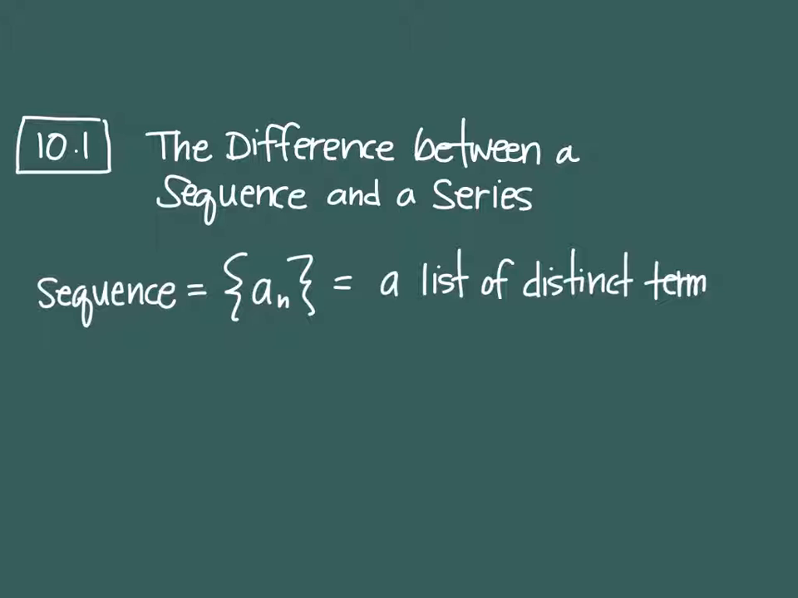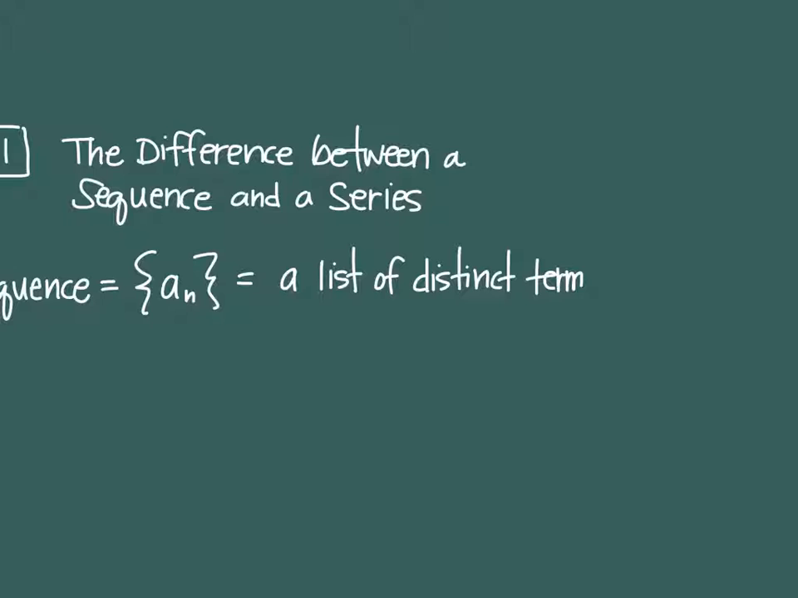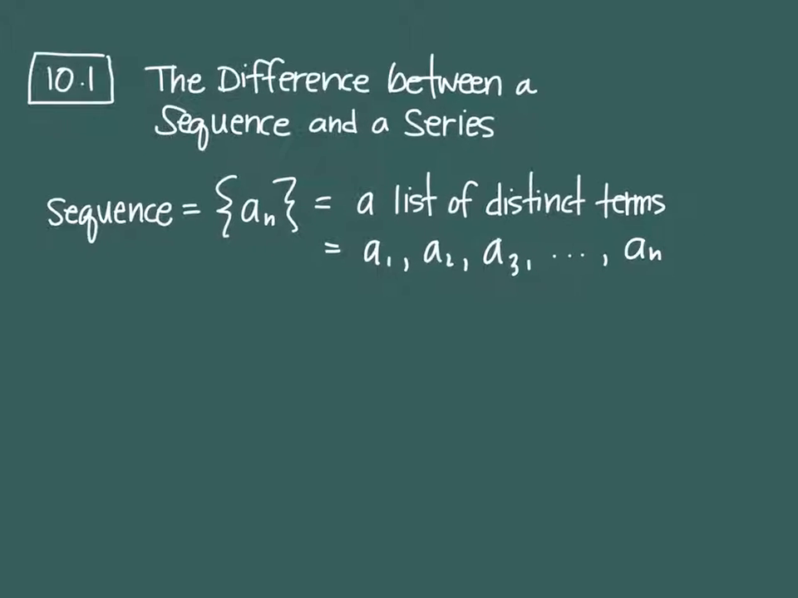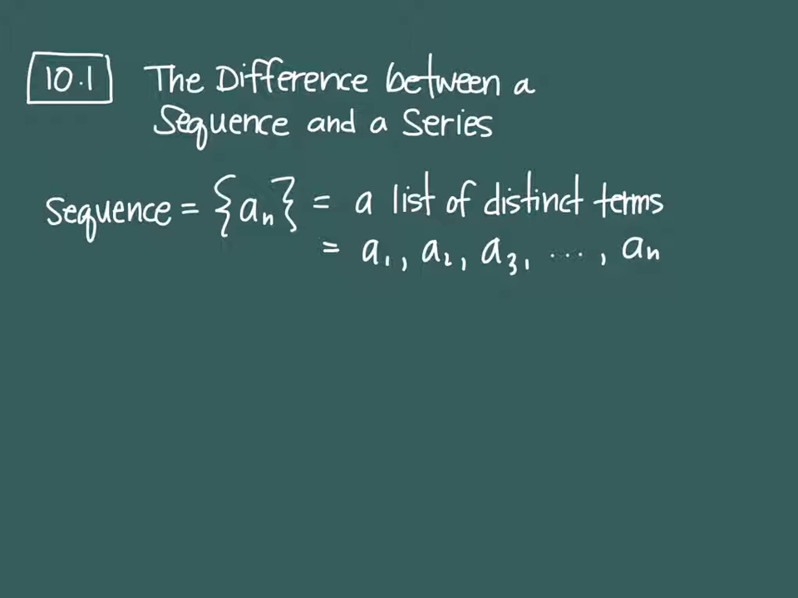Okay, a listing of distinct terms. So, like a1, comma, a2, comma. It's just a list all the way out to a sub n. When we discuss convergence of a sequence, it's the convergence or divergence of the last term. Okay, what is the last term approaching? That's what we were talking about in Chapter 9.